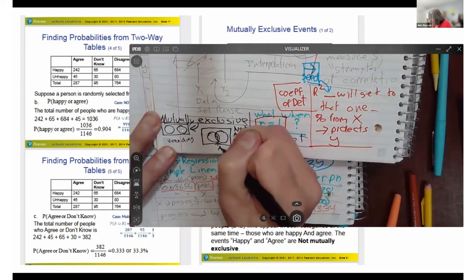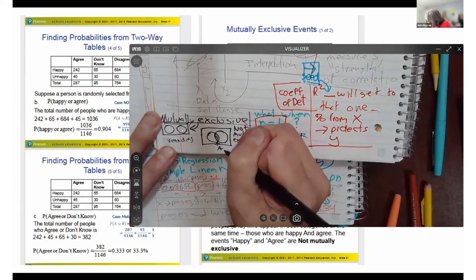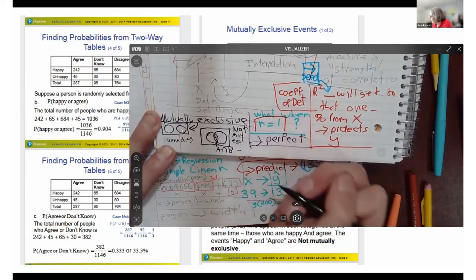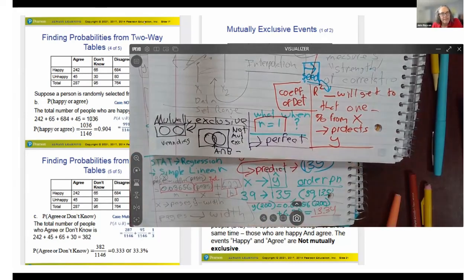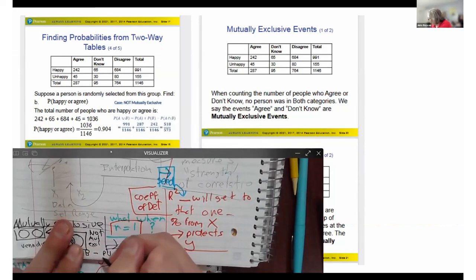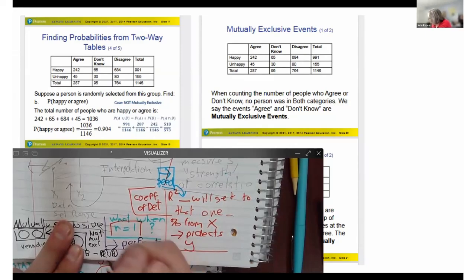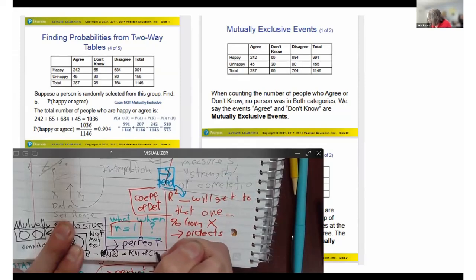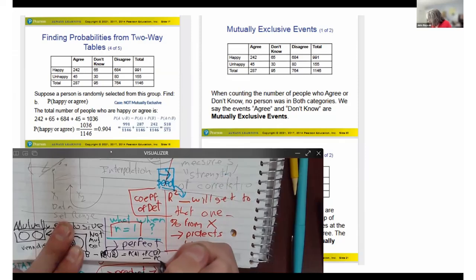Guess what that is? It's A and B, right? Which, according to our equation right here, the probability of A or B, and let's just do A and B, would be the probability of A plus the probability of B minus the probability of A and B, right?